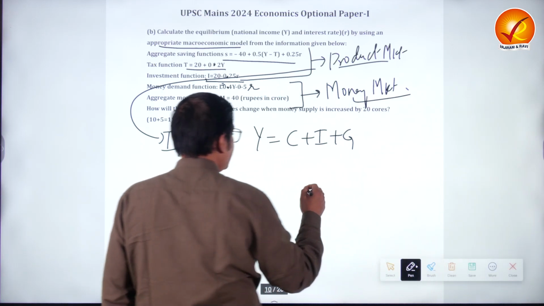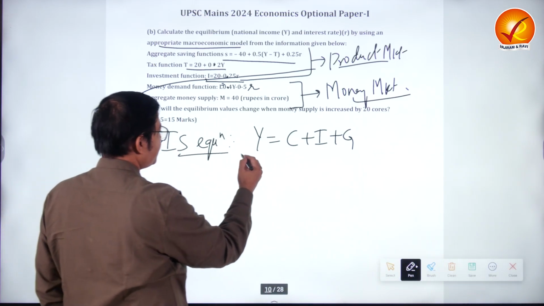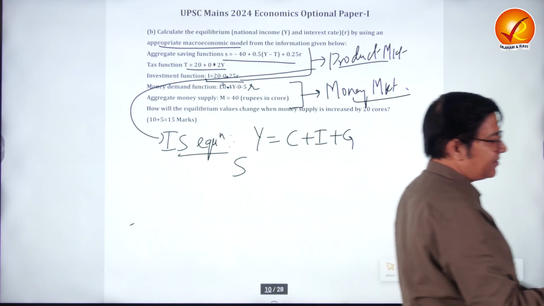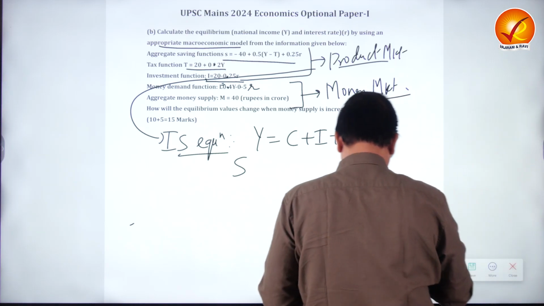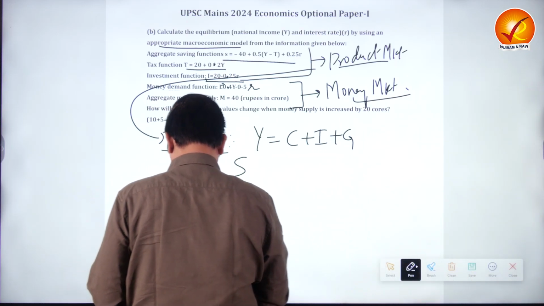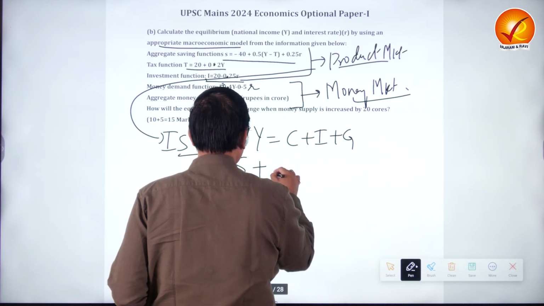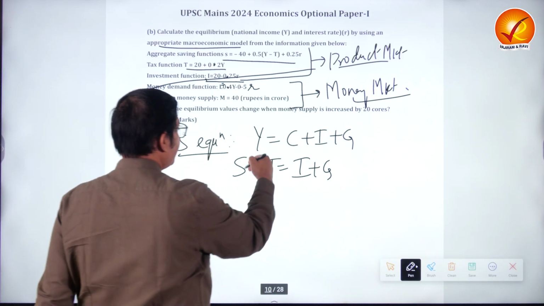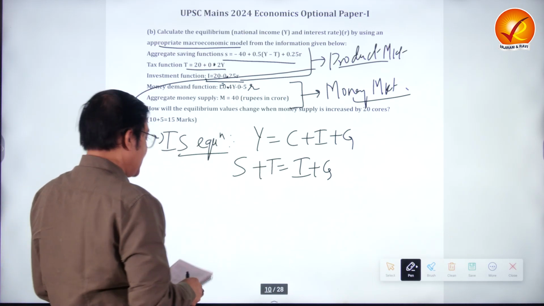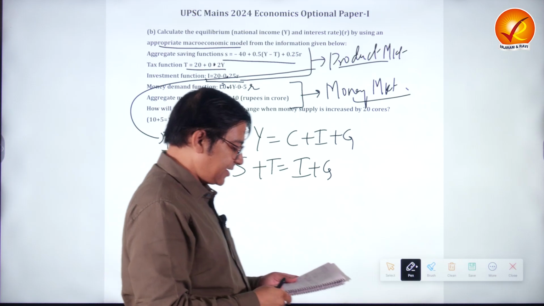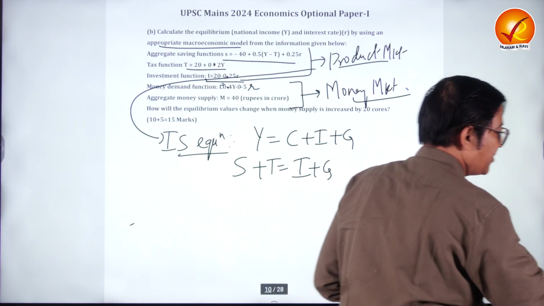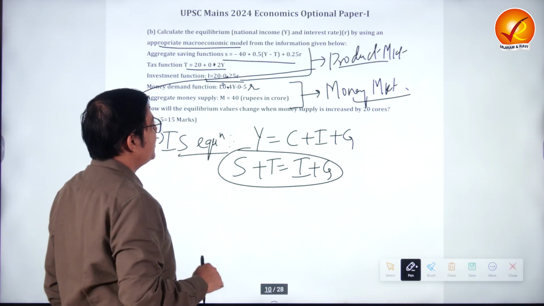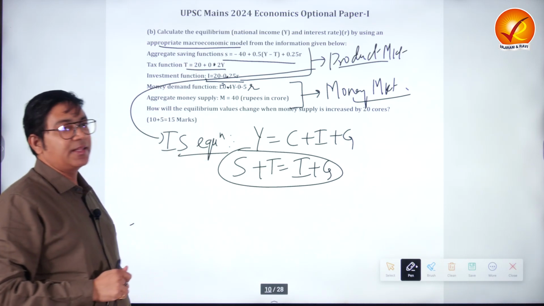And the other way to write the same thing can be S plus T is equal to I plus G, because Y minus C is S. Okay, and if we bring taxation in our discussion separately, then it can be written also as S plus T equal to I plus G. We'll be using that second formulation here because information has been given in that way.